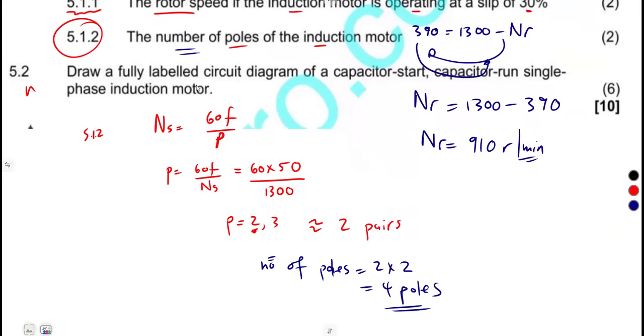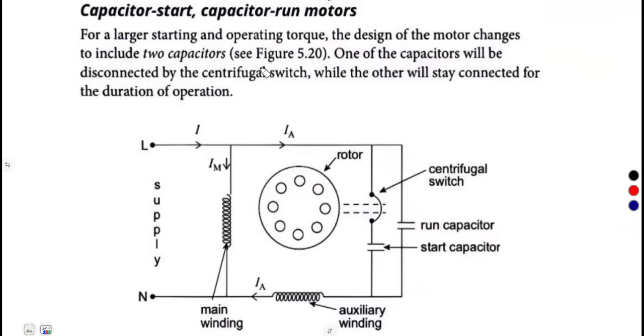Then draw a fully labelled diagram of a capacitor start, capacitor run, single phase induction motor. So a capacitor start, capacitor run motor is connected in this manner from our supply to the main winding, auxiliary winding, the rotor, then the centrifugal switch, then we've got the start and the run capacitors in parallel like that. So that's basically what you're going to need.